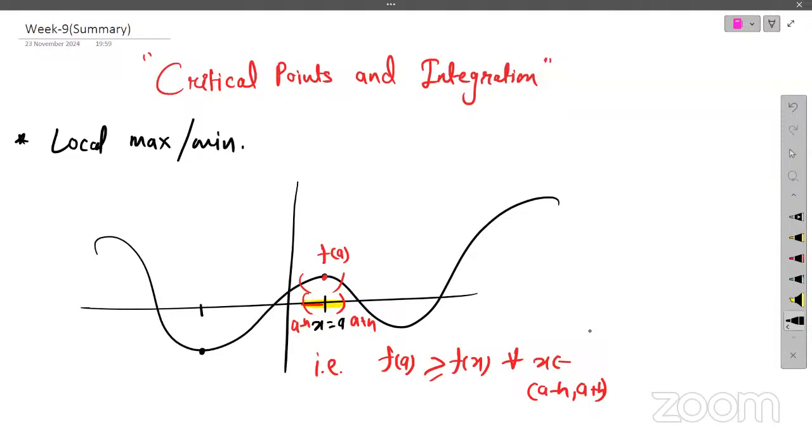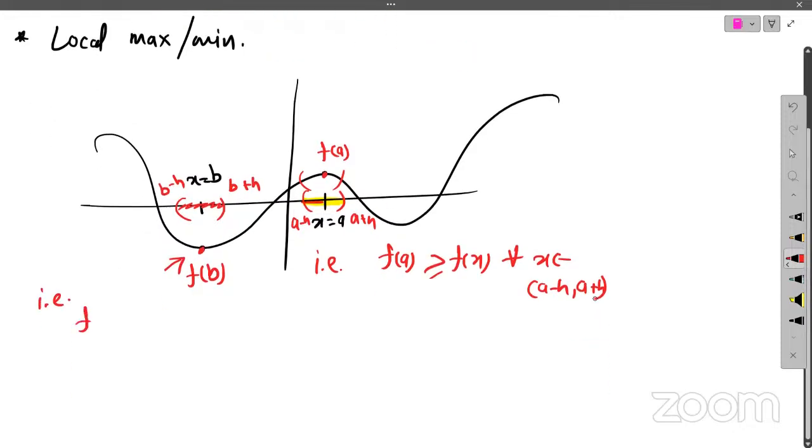Here again, suppose you have a point x equals b, and around x equals b, you are able to find a very small neighborhood, meaning some open interval which contains b. Suppose this is your neighborhood b minus h comma b plus h. And what is happening? The value f of b is the minimum value in this whole neighborhood. That means the value f of b is less than or equal to f of x for all x belonging to the small interval which contains b.